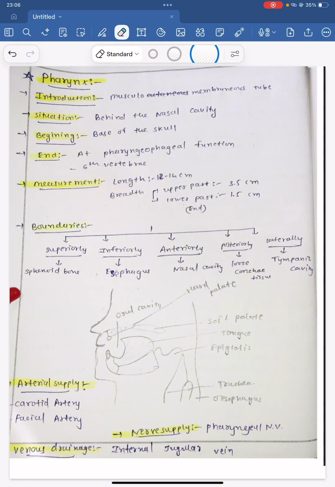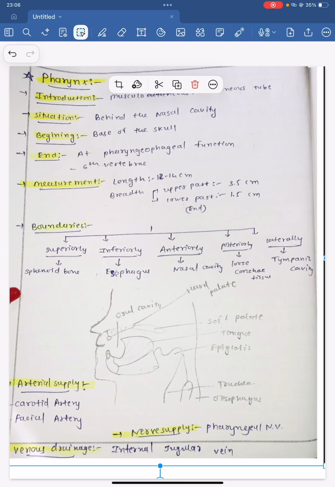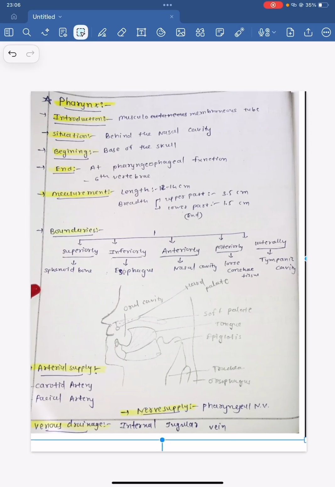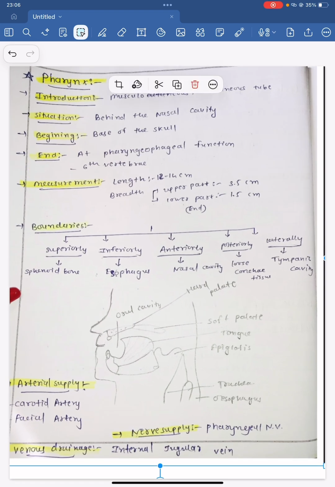So there is another concept called the pharynx and the larynx. What is the pharynx? The pharynx is a funnel-shaped, wide muscular tube. It is the passageway of air and food, common for air and food. So for the digestive and respiratory systems, it is the common way. The location is behind the nose, mouth, and then larynx.